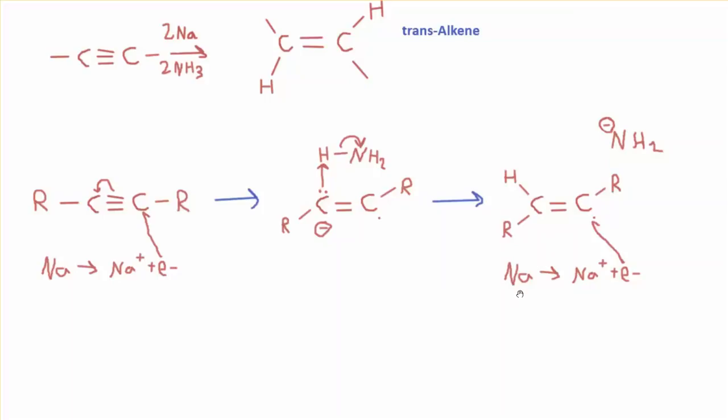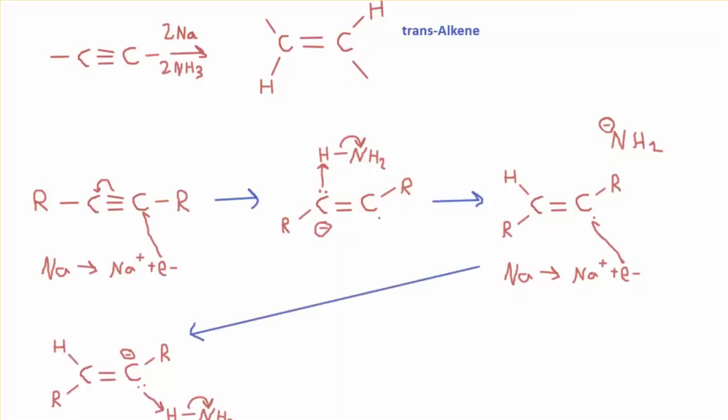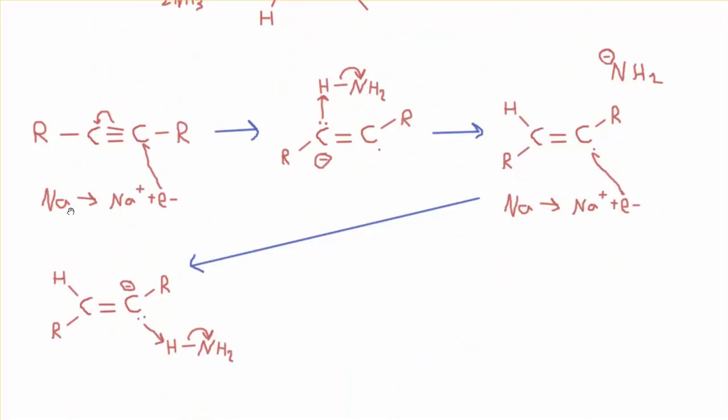Next, another sodium splits into the ion and the electron, and that electron will attack that radical to give you a lone pair and a new carbanion. This new carbanion will also attack a hydrogen from an ammonia to give you a trans alkene, your final product.